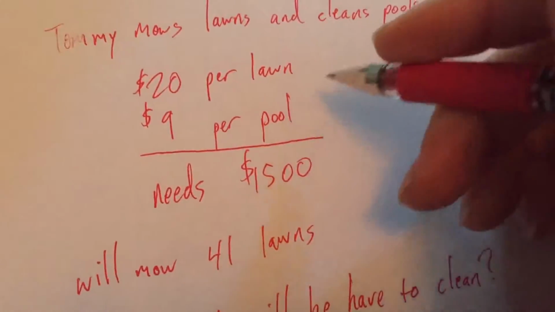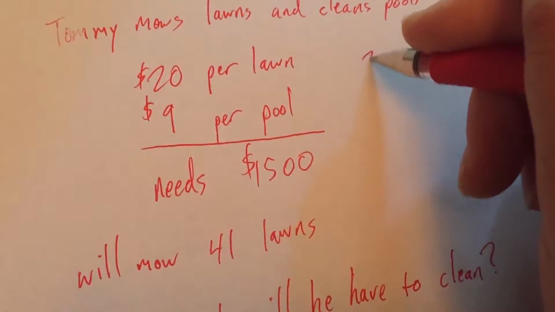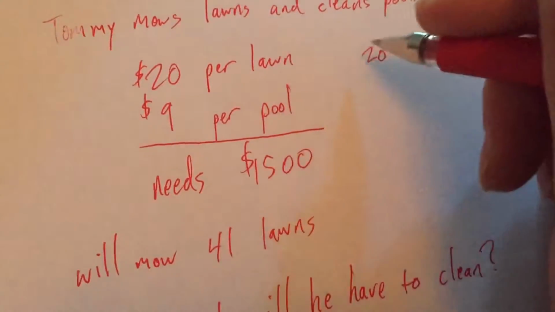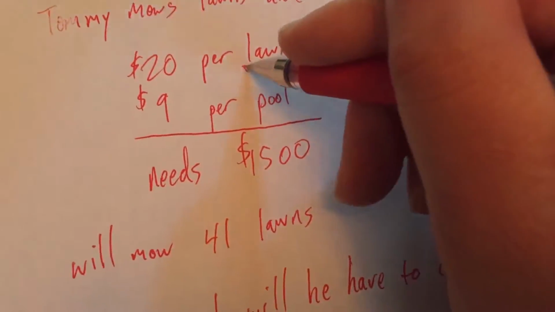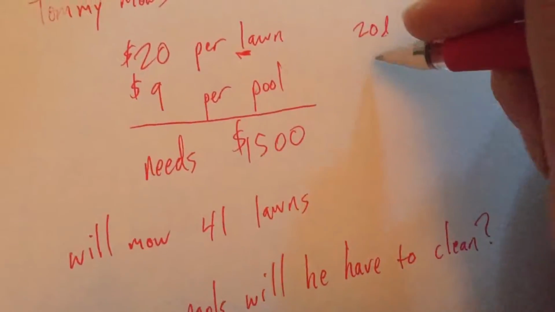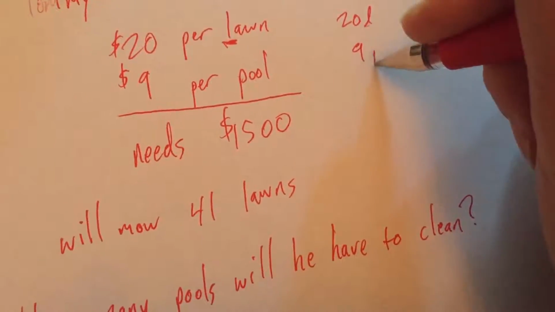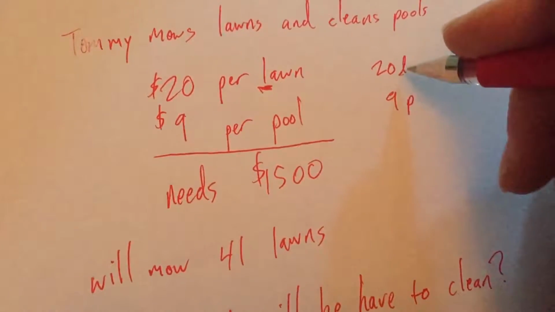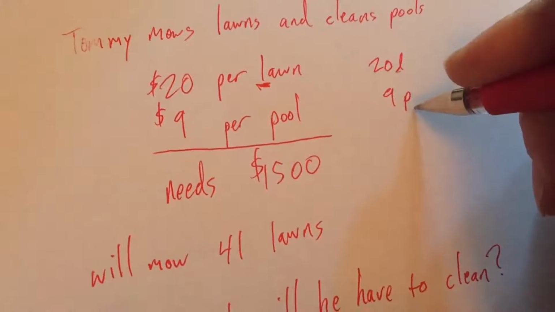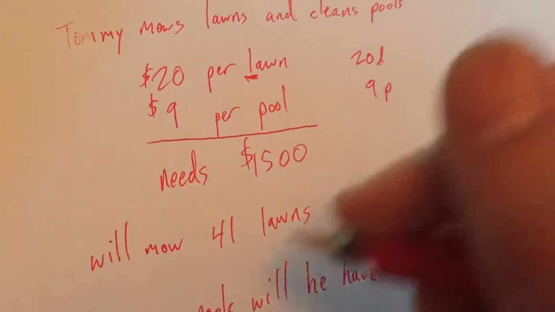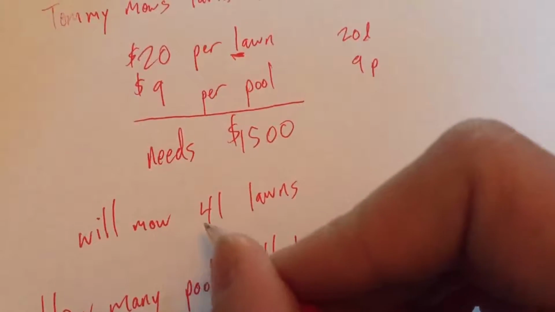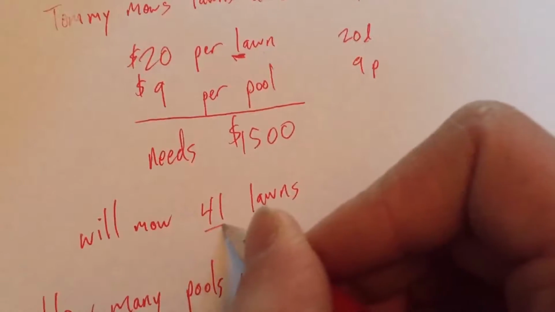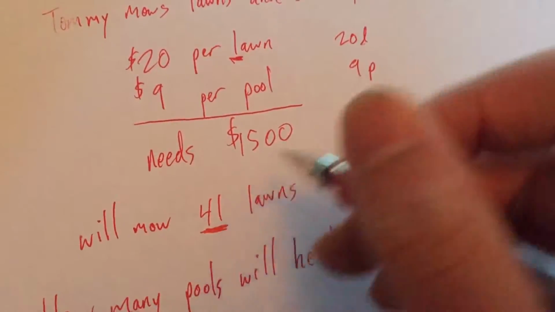So at first when you're looking at this, you're like, oh no, it has two variables, because it would be 20 times however many lawns. So I'm going to pick L for lawns, and then it would be 9P. But I haven't ever taught you anything with multiple variables, right? So maybe that's what's really confusing. But if you go down here, it actually tells you how many lawns he would mow. So it would be 41.